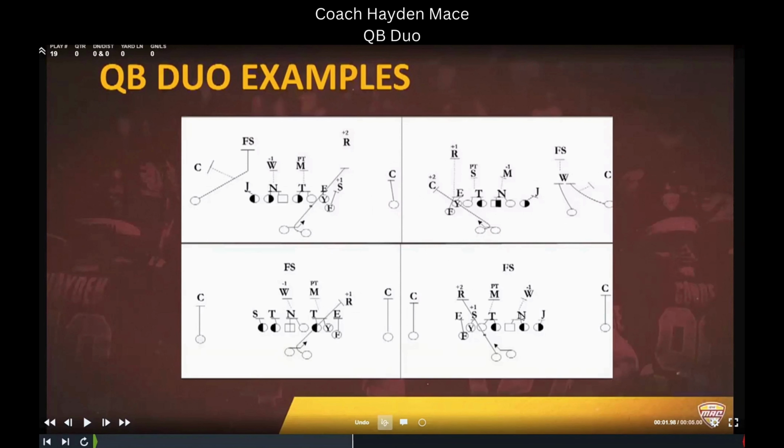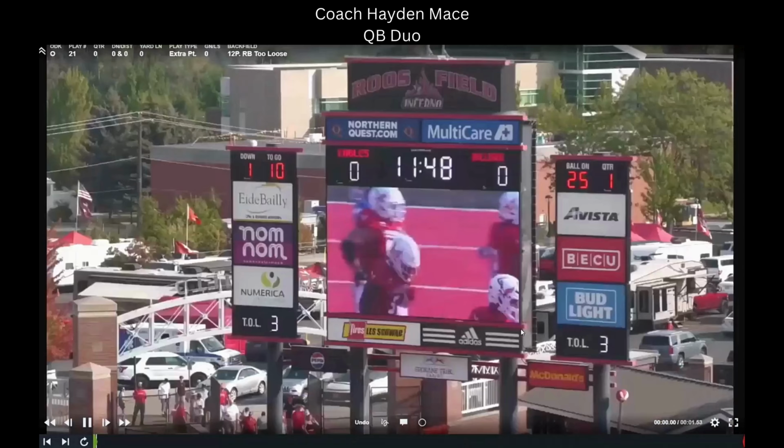And here's just another example of a 4 down front. I think we've talked enough about those. We can move on and watch some more clips.